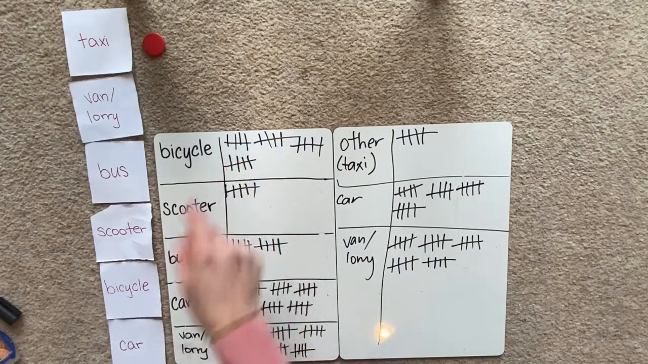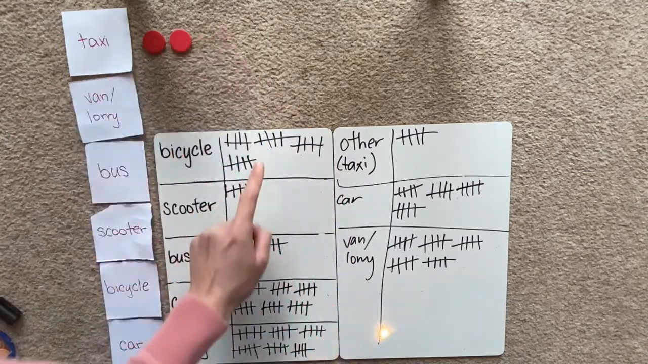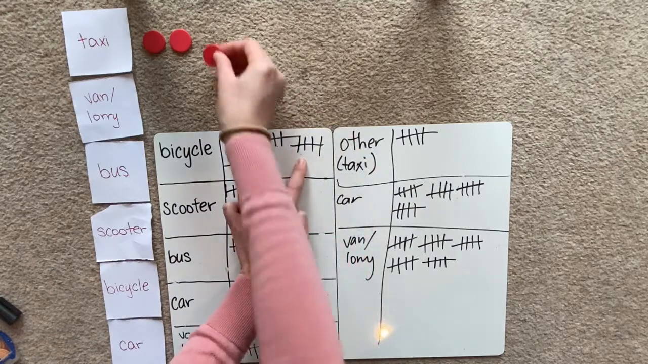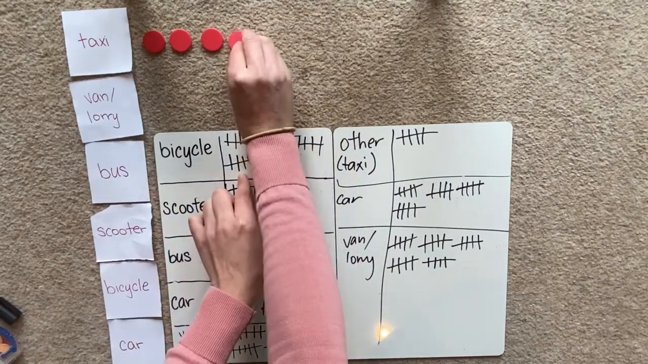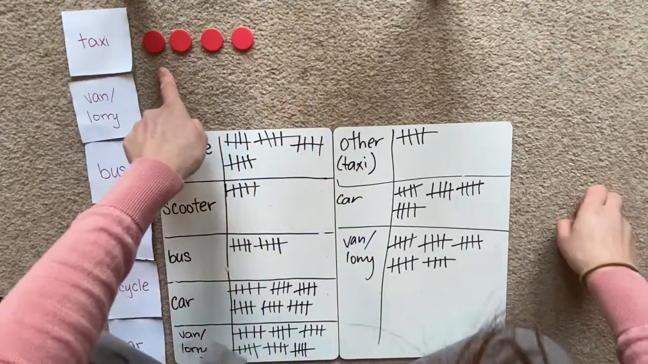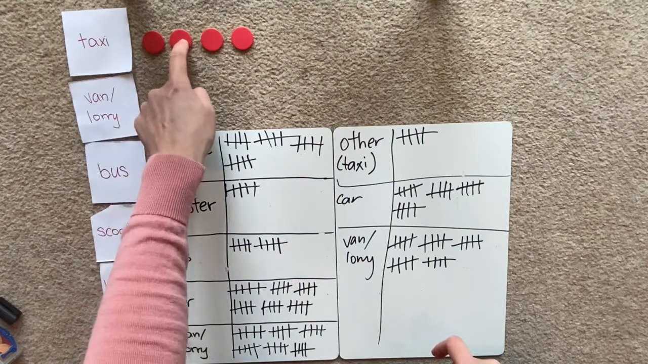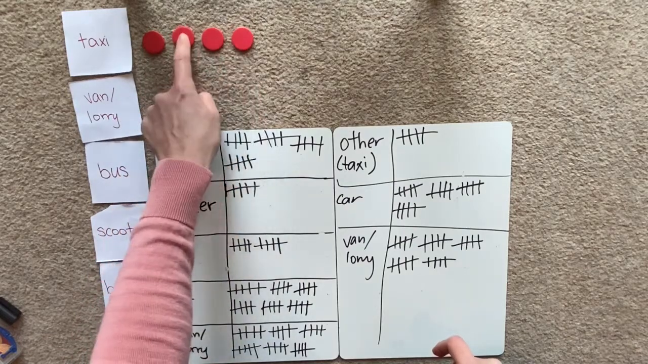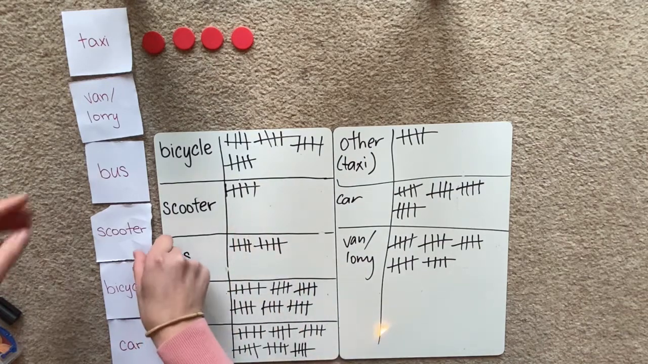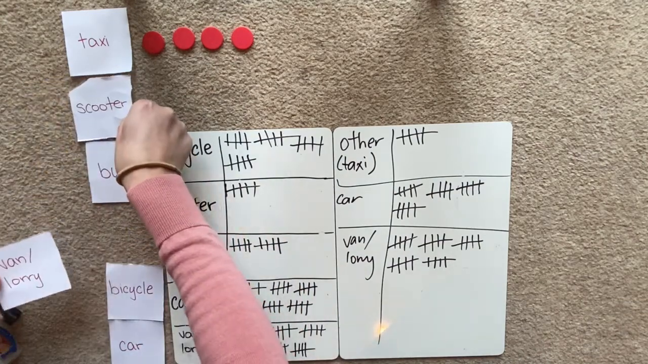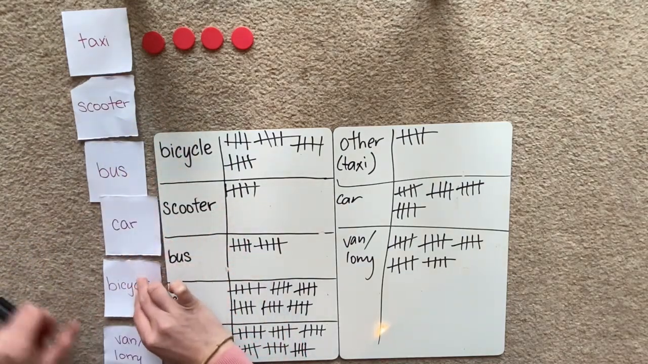So here's a 5, then here's another 5, and here's another 5, and here's another 5. So this bit here represents 20. 5, 10, 15, 20. For the scooter, oh, I didn't even put it in the right order. Here we go, scooters there. Then bus, then car, then van or lorry.